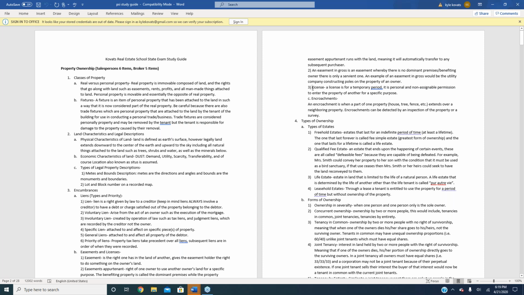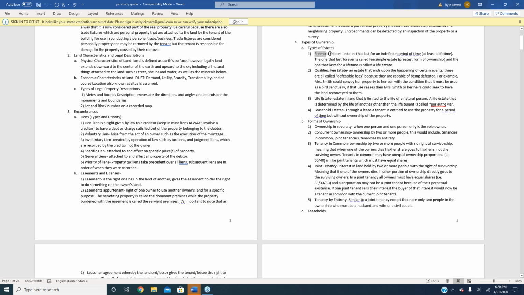We talked about the license here already. Then we have an encroachment. An encroachment is when a piece of your neighbor's property crosses your property line. So if they were to ask you what it would be called when a piece of a neighbor's property crosses your property line, that's called an encroachment. How would you find an encroachment? You'd have a survey done to find out if there are any encroachments.